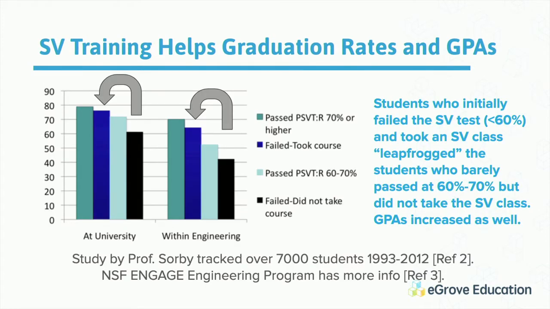So all of this is based on many different studies, longitudinal studies that have been done to study spatial visualization, and it has been observed over time that actually giving a 1-unit spatial visualization class can lead to improved graduation rates and higher GPAs in introductory STEM classes.